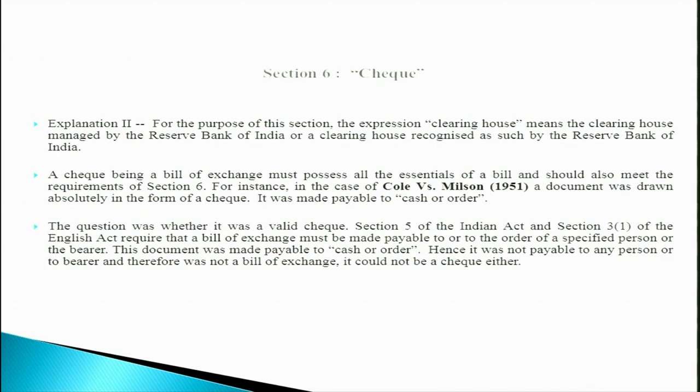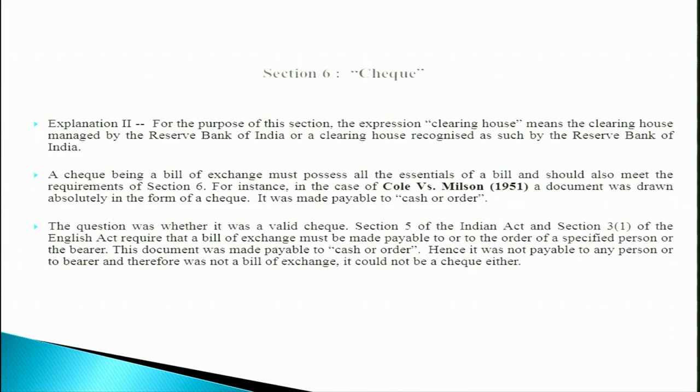A check being a bill of exchange must possess all the essentials of a bill and should also meet the requirement of section 6. For instance, in the case of Cole versus Milson 1951, a document was drawn absolutely in the form of a check. It was made payable to cash or order. The question was whether it was a valid check.